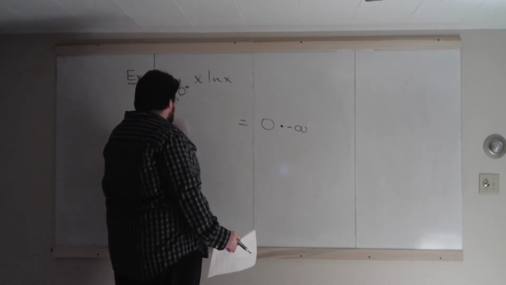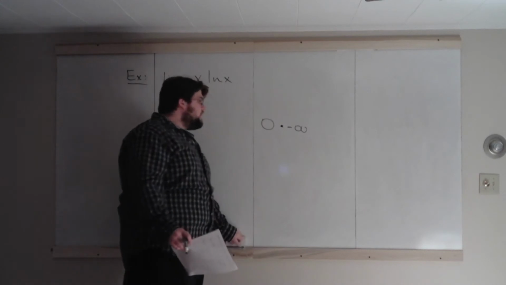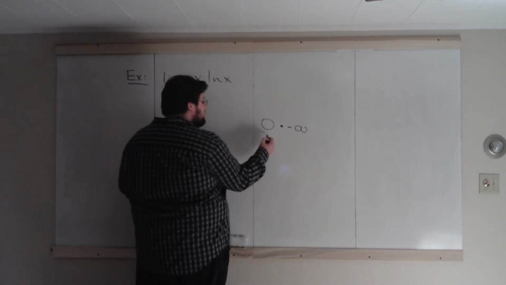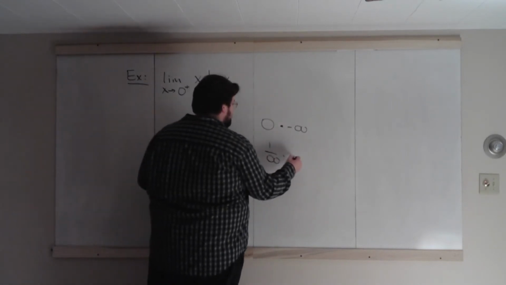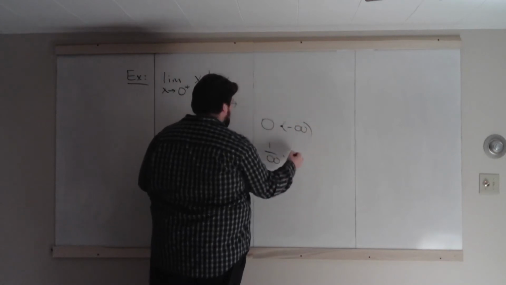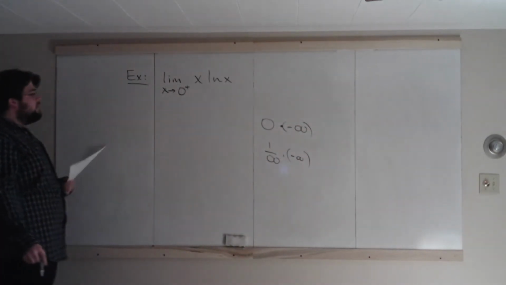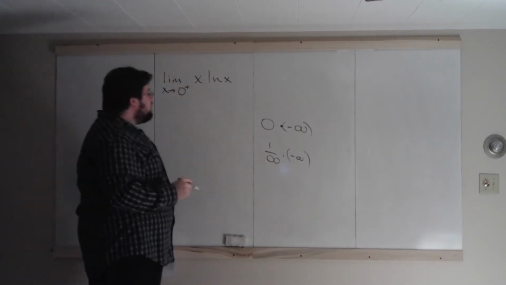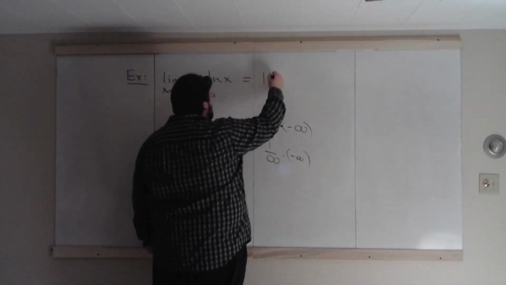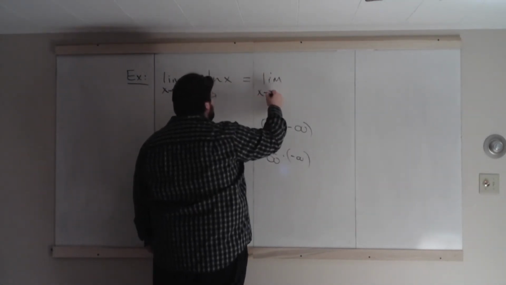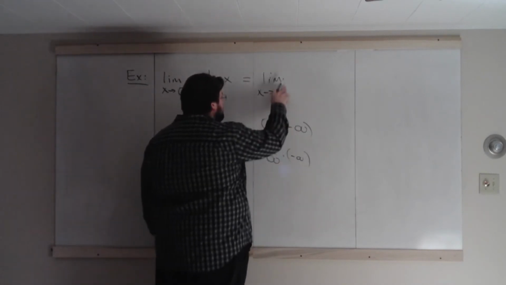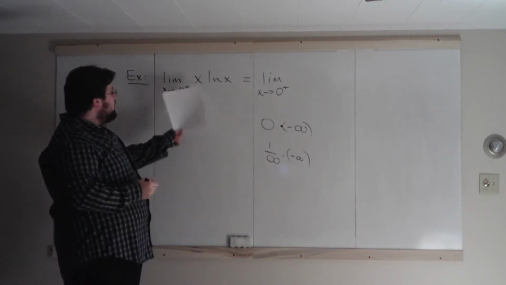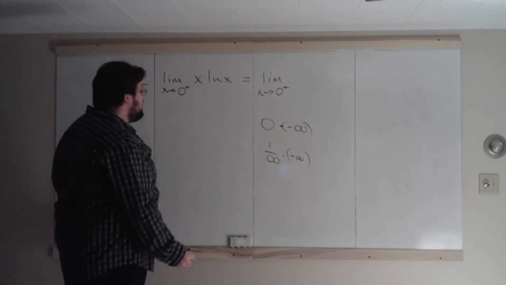0 times negative infinity, it's not immediate that we can apply L'Hopital's rule to that. But remember what we can do with that 0. We can rewrite this 0 as a 1 over infinity. 1 over infinity times a negative infinity. And then it's an infinity over infinity. How can we take this expression and write it as a 1 over infinity times a negative infinity? Limit as x approaches 0 on the right. Well, we're taking this x and we're throwing it in the denominator. How can we do that?